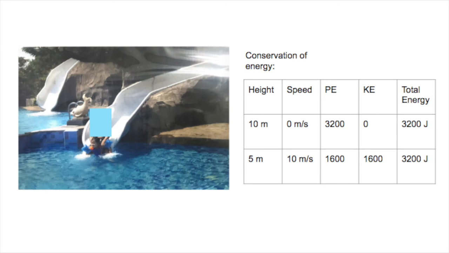Lastly, regarding the conservation of energy, you can see that there is something in common in the table, which is the total energy of 3,200 joules. But with the height of 5 meters and the speed squared of 100, or a speed of 10 meters per second. So, despite the differences in height and speed, the sum of kinetic energy and potential energy remains the same. This shows that energy cannot be created or destroyed, and that it remains constant despite the interactions it has been through.